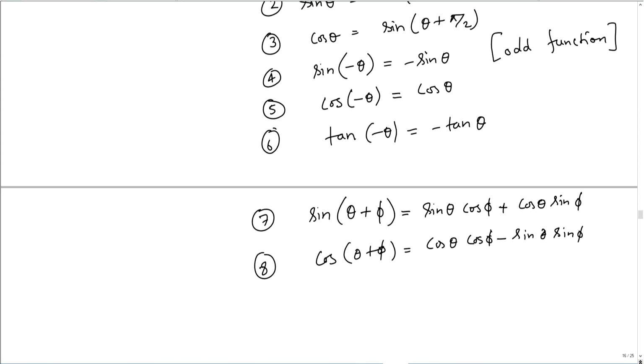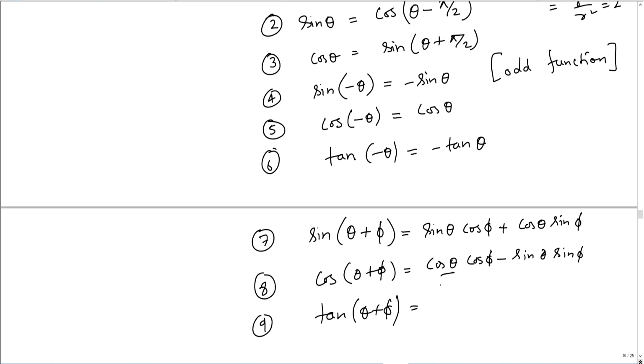And there is a similar one for tangent as well. Tan of theta plus phi equals tan theta plus tan phi divided by 1 minus tan theta tan phi.